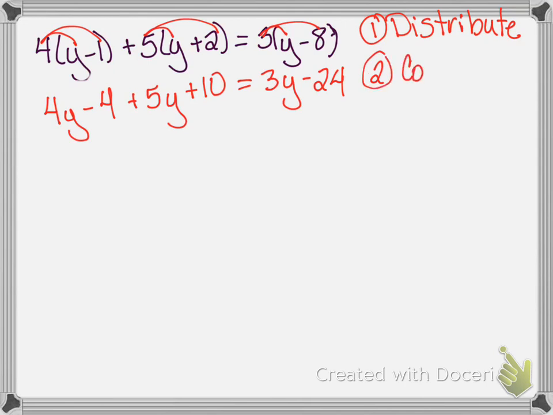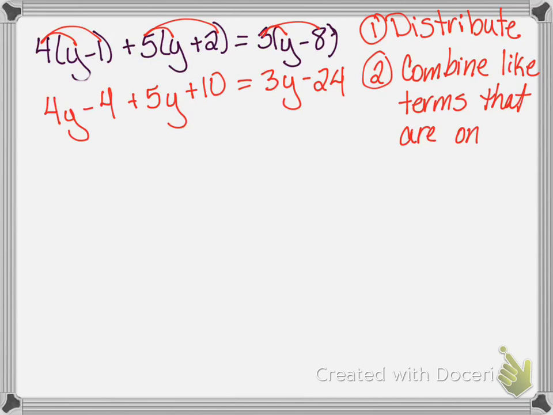Now, my second step is to combine like terms that are on the same side of the equation.